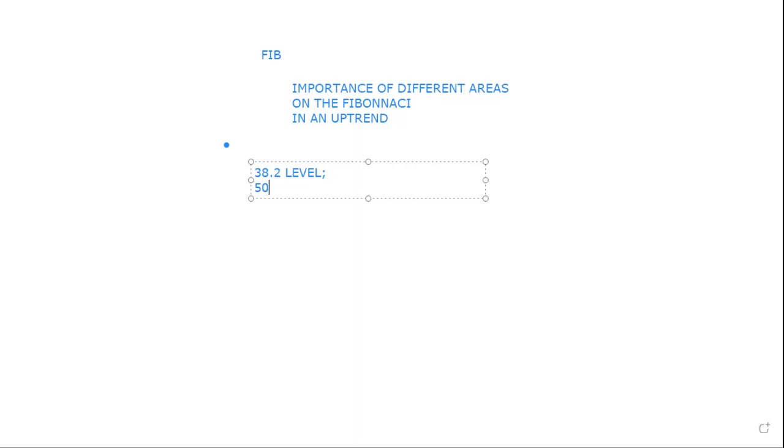Now for 61.8, right? If you get your confirmation candle for a buy closing above the 61.8 zone, it's always a good area to join the buy move.